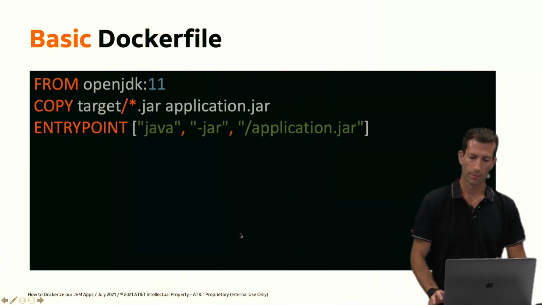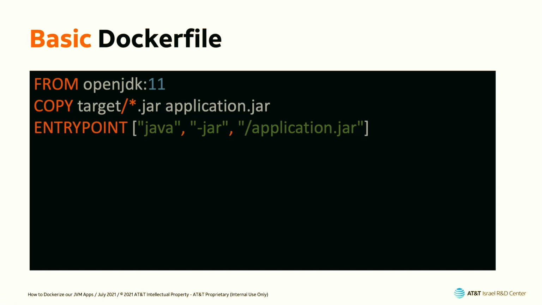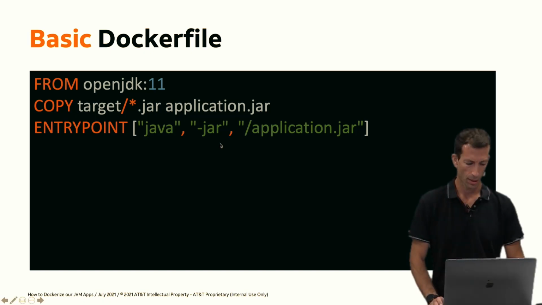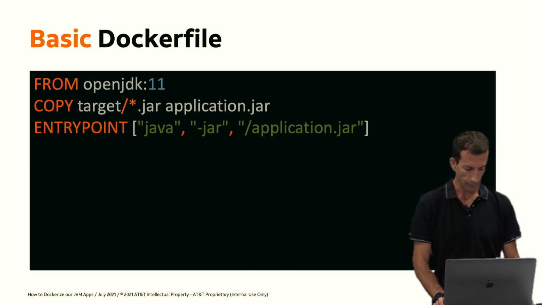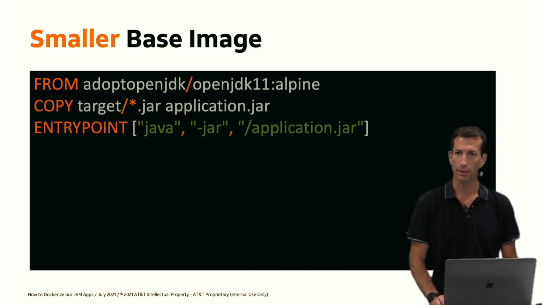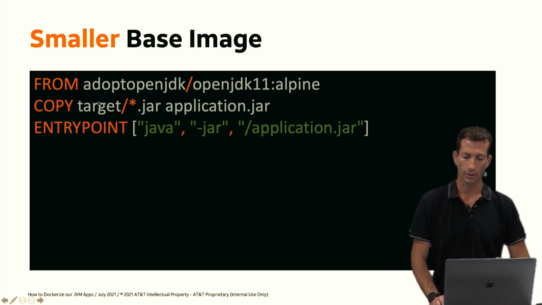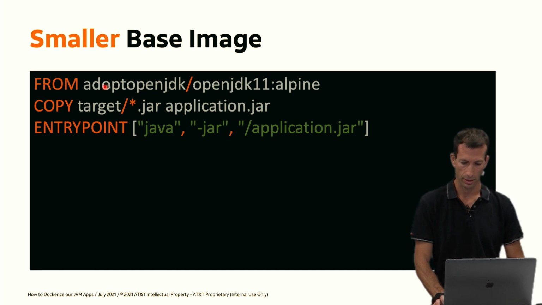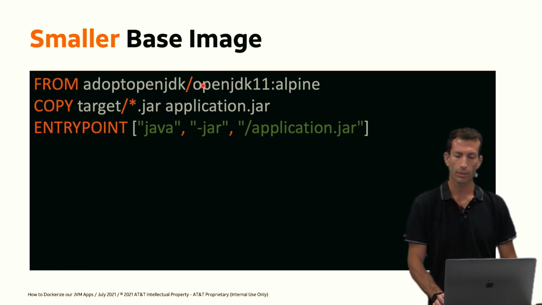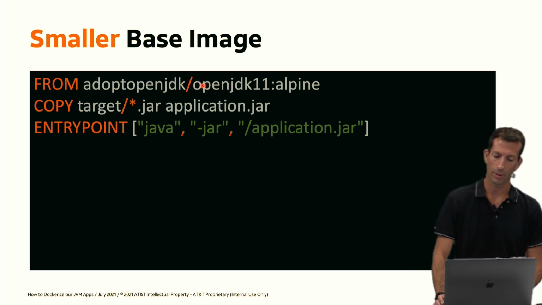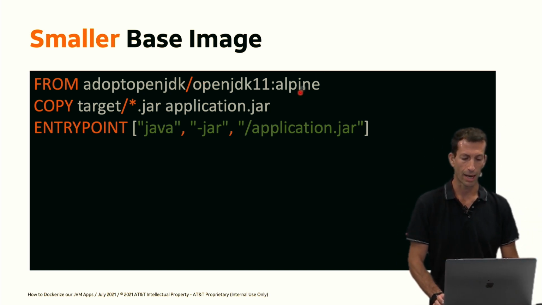Okay, let's move on. See if we can do something better. What we can do better is take a smaller image. I'll show you in a bit what the differences are, but for now, just take a look at this FROM line, I changed that. So now, instead of OpenJDK 11, I'm going to use an Alpine version. This is from the AdoptOpenJDK repo.